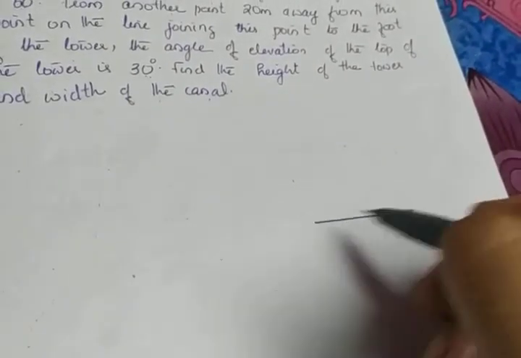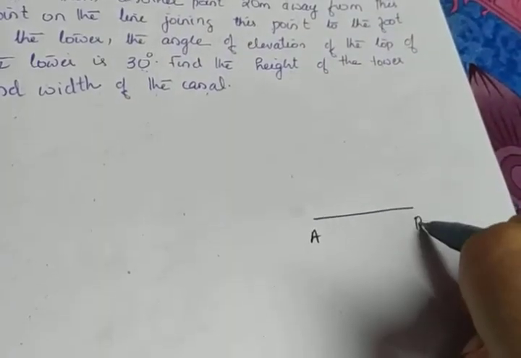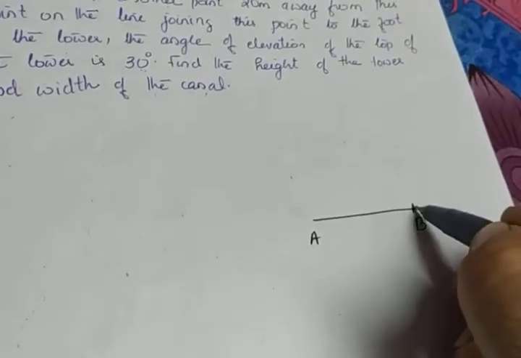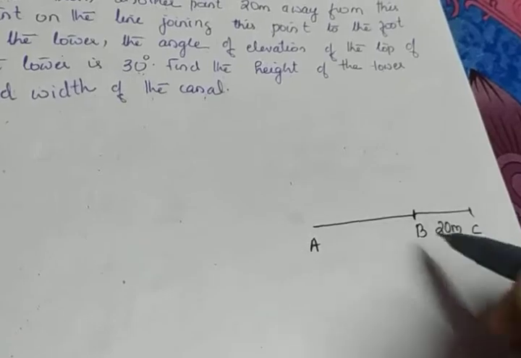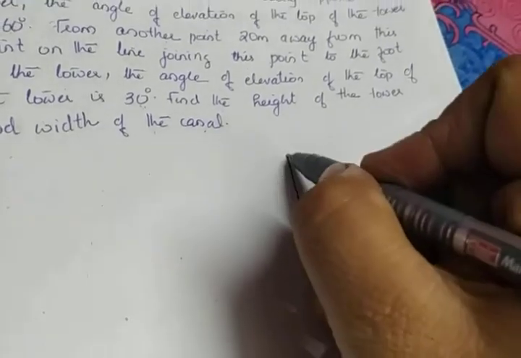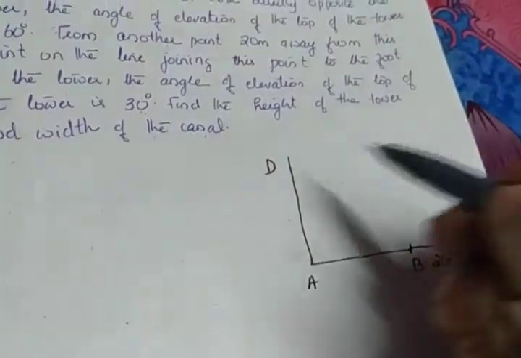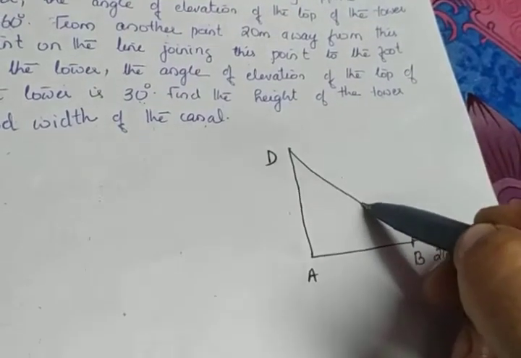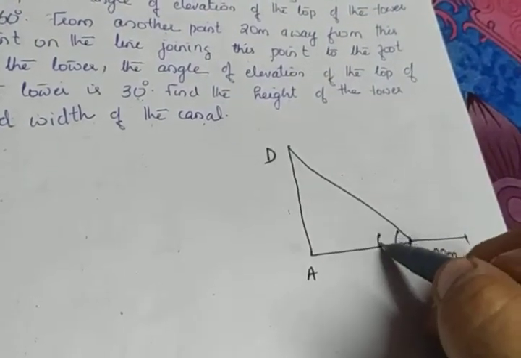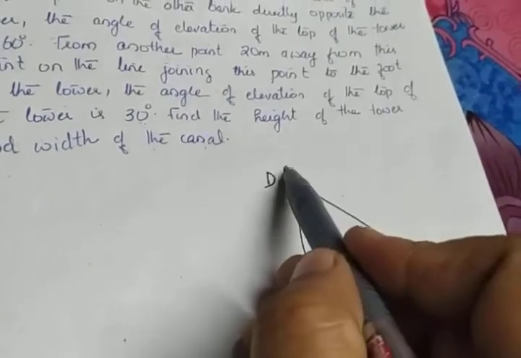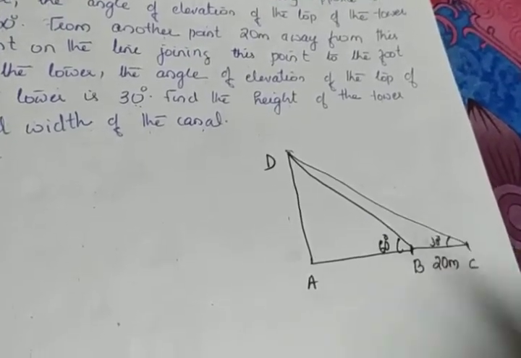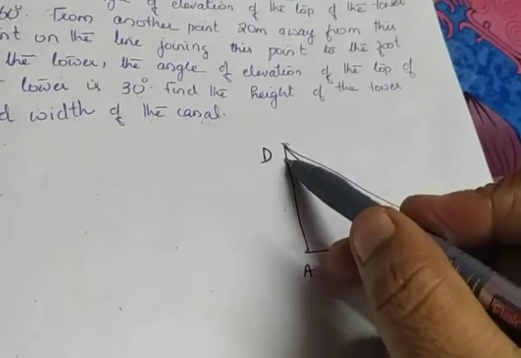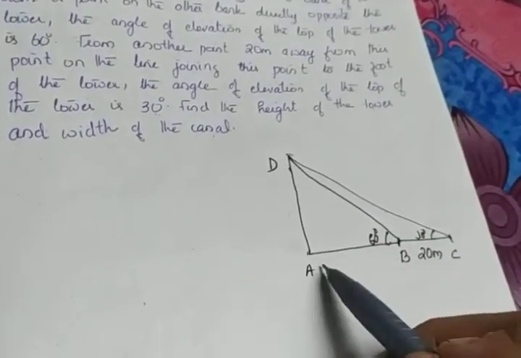So let this be the canal. AB be the canal. I am taking this as a point, and again I am taking another point C, which is 20 meter away from B. Let AD be the tower. From B the angle of elevation is given as 60 degree, and from C the angle of elevation is given as 30 degree. And the question is to find AD, that means height of the tower, and also width of the canal, that means AB.